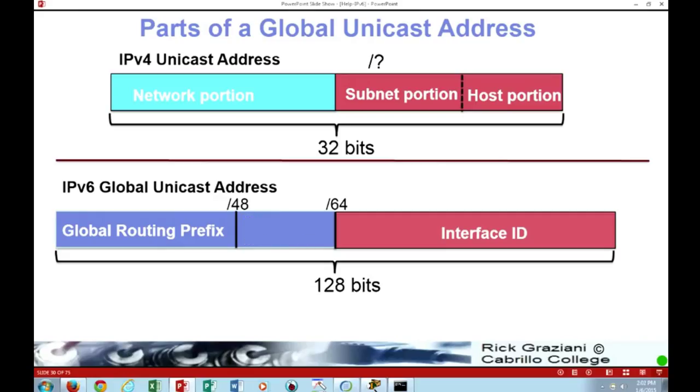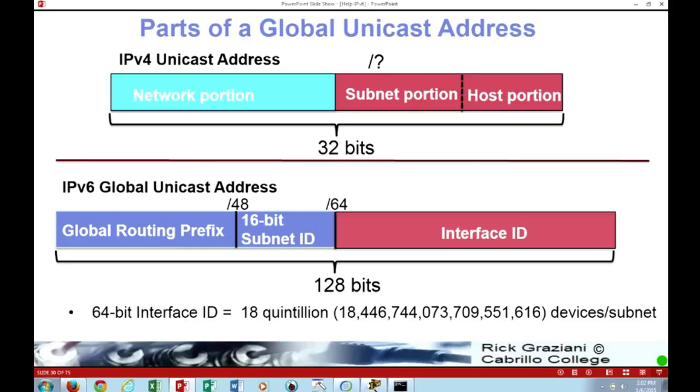Okay, but here's the cool part. We have a global routing prefix. This is the part that is given to us by our ISP. This is what CENIC gives Cabrillo, a /48. The beauty of this is that it leaves, in our case, and in most cases, a 16-bit subnet ID. It's done for us. We don't have to borrow from the host, from the interface ID. Can you? Yes. Okay, do you need to? No.